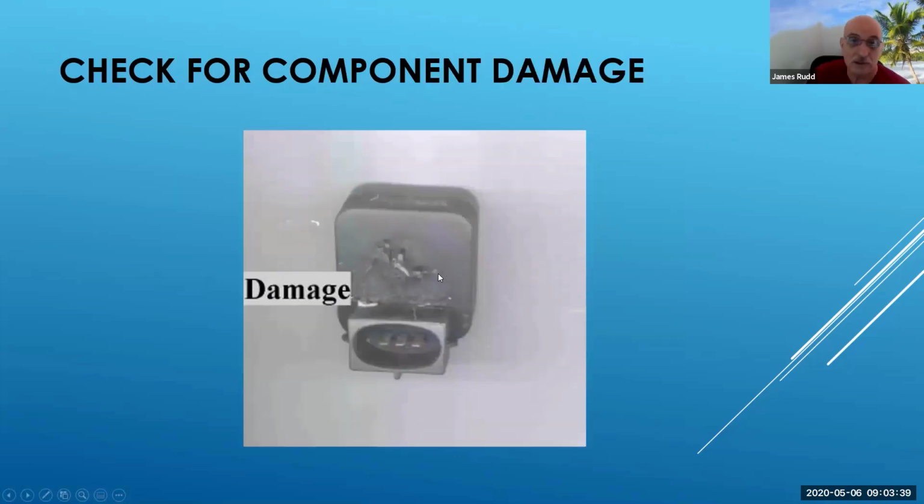Damage, of course, on your connections, you want to look to see if maybe something happened. This is actually a MAP sensor, one of the early MAP sensors, and the little nipple that you push the vacuum hose onto had actually been broken off. And this was the main reason behind the problem.